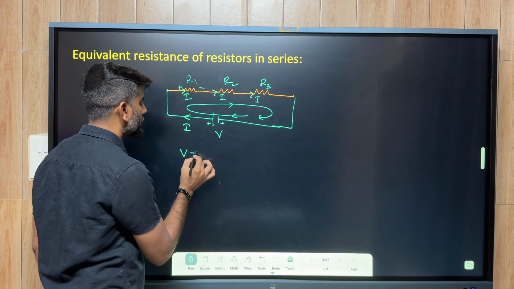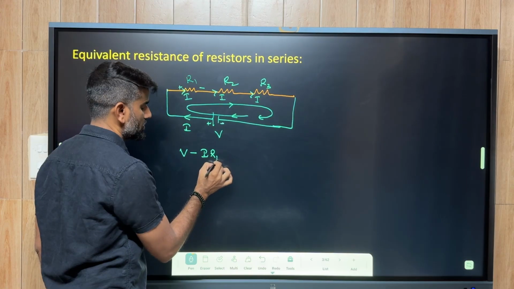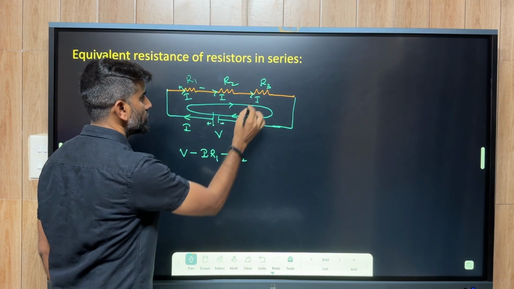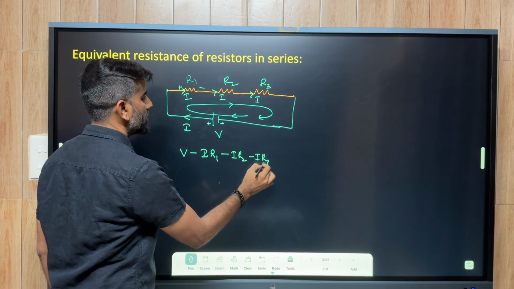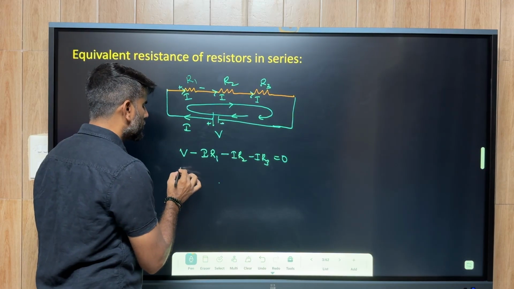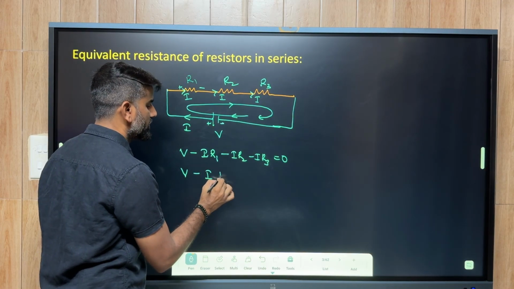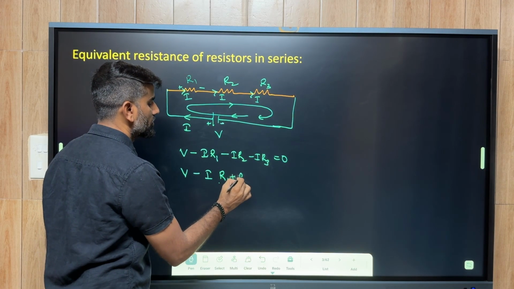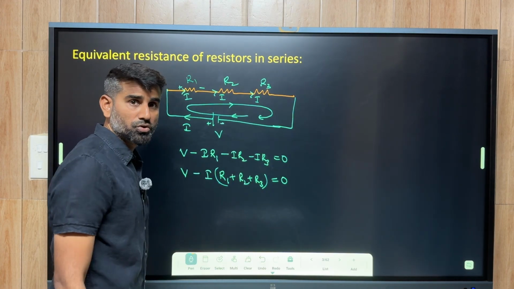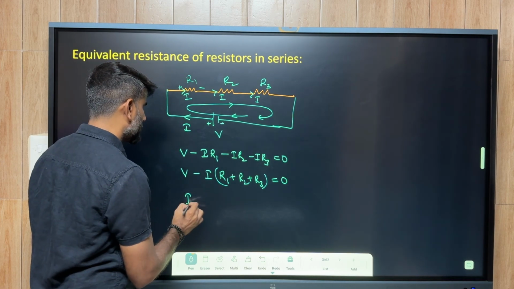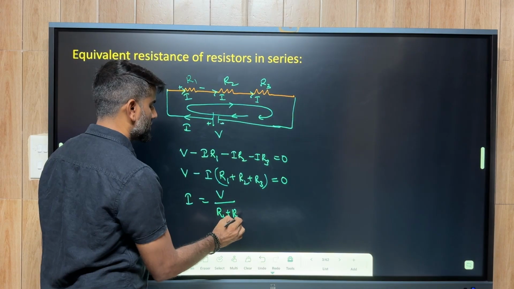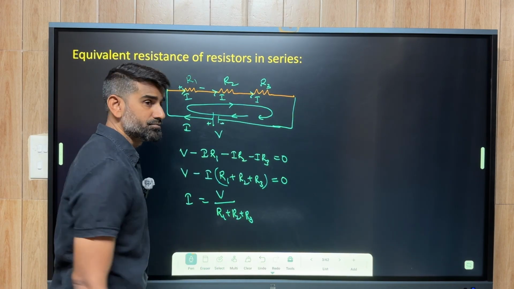So I'm taking it as negative I R1, and similarly I R2 for this one, and I R3 for this one, is equal to 0. Now V minus I, taking I common, times R1 plus R2 plus R3 is equal to 0. So I is equal to V by R1 plus R2 plus R3.